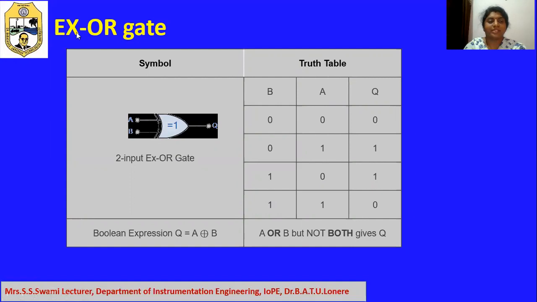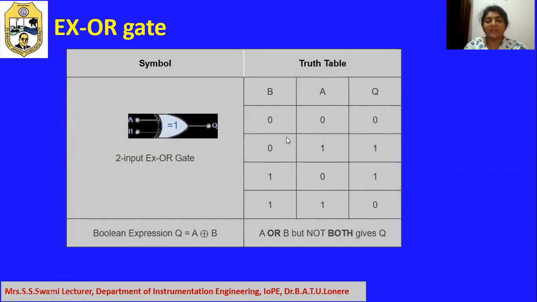So here, this is the XOR gate. This is the logic gate symbol, and this is the truth table. When B is equal to 0, A is equal to 0, output is 0. When B is equal to 0, A is equal to 1, then output is 1. When B is equal to 1, A is equal to 0, output is 1. When B is equal to 1 and A is equal to 1, output is 0.